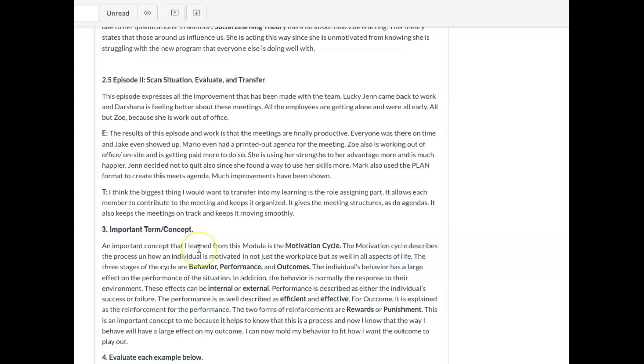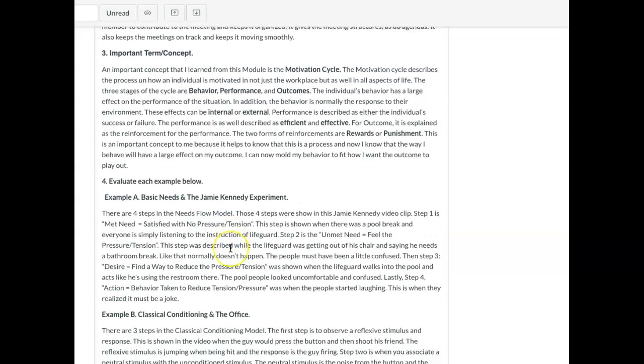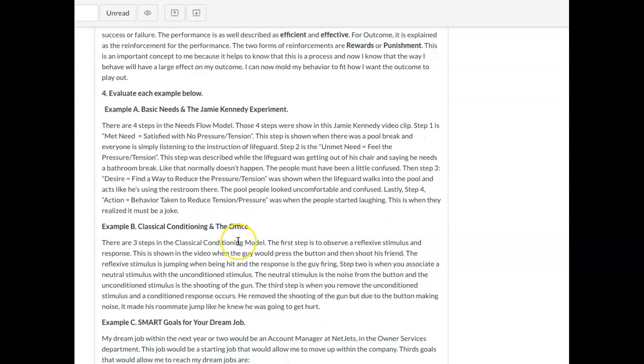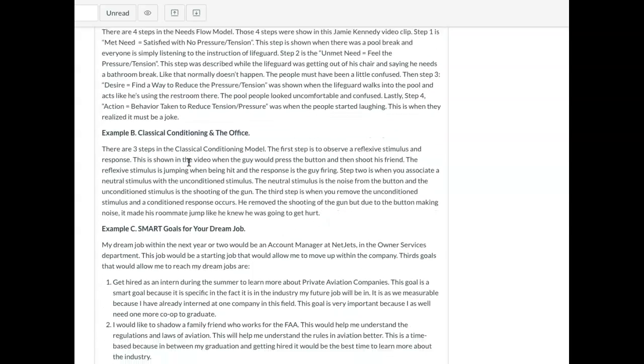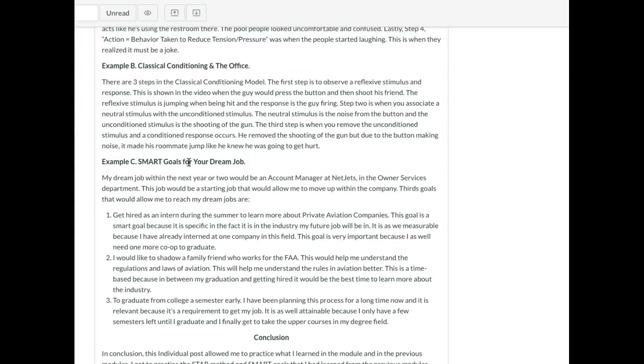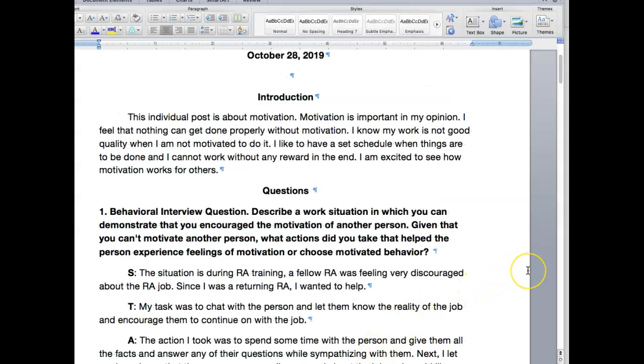Same thing, she uses bold really well to bring them out. In question 4, she goes through each example using the theory to explain the example, and she lists her SMART goals and explains how they meet that criteria. So, nice job, Caitlin.